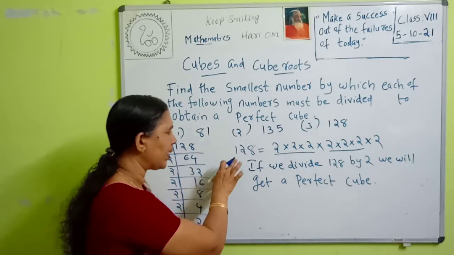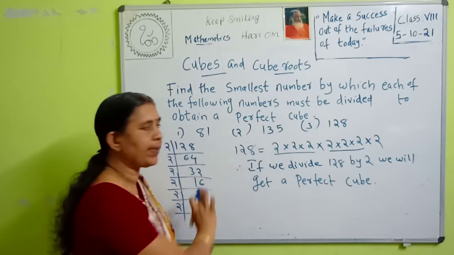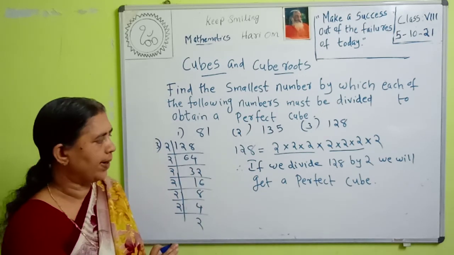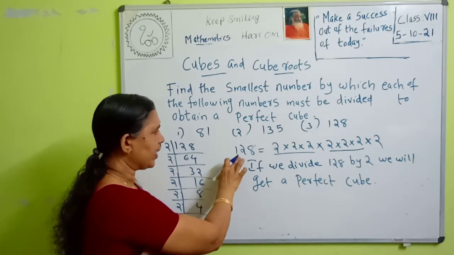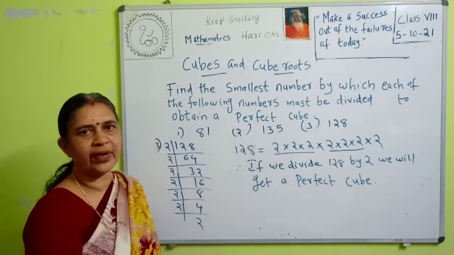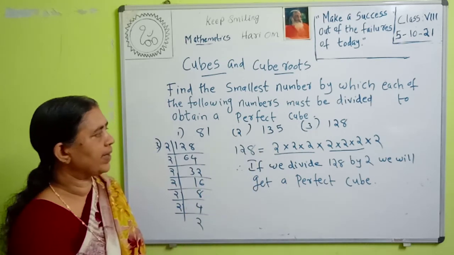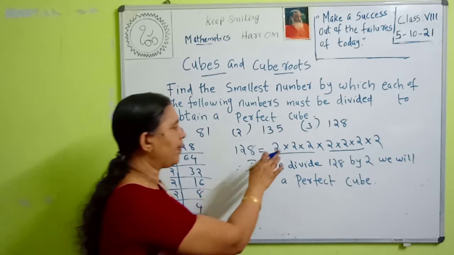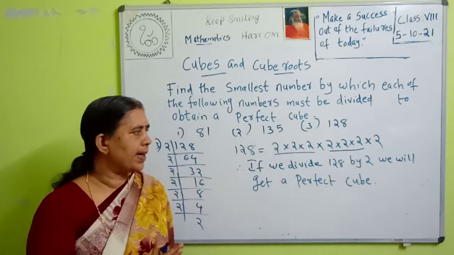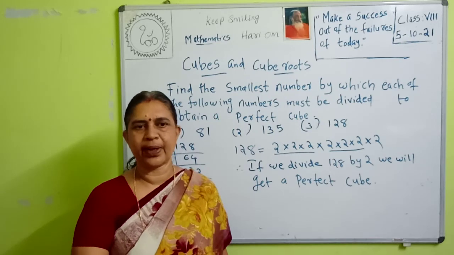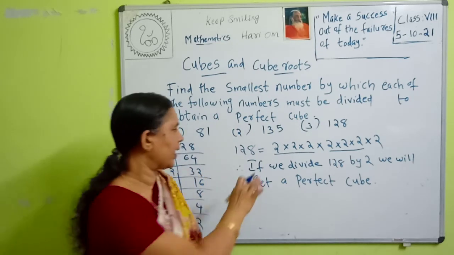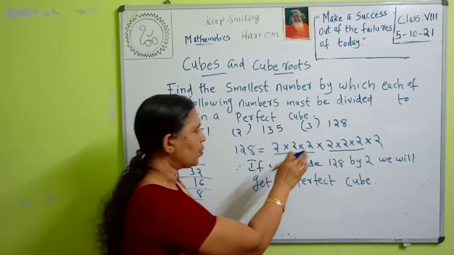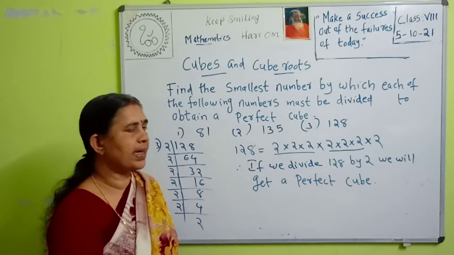So what is the smallest number to be divided to get this number a perfect cube? If we divide 128 by 2, then we will get a perfect cube number. Okay, so to find whether a number is a perfect cube, what do we do? First we do the prime factorization of the number and group the factors into triplets. If we cannot write the factors in triplets, then we can say that number is not a perfect cube. Here in 128, one 2 is left. If we divide 128 by 2, then that number is a perfect cube.